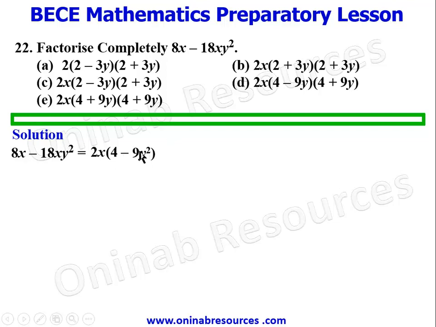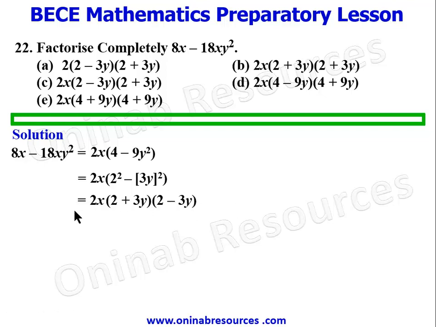4 is a perfect square, 9 is a perfect square, y is a perfect square. Well, we can still factorize further. This is a difference of two squares, so that is 2 squared minus 3y all squared. So this is a difference of two squares now. So we have 2x into 2 plus 3y, 2 minus 3y.